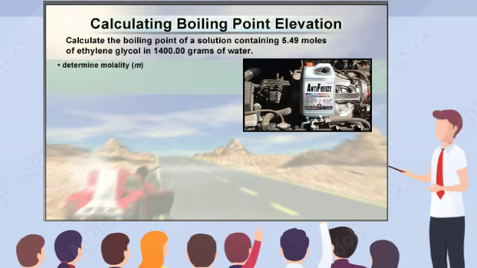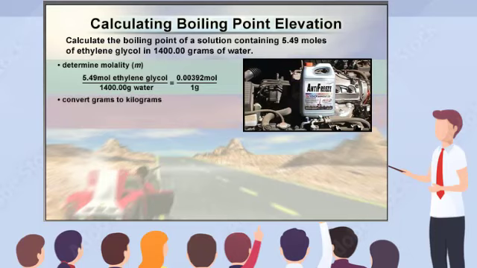The first step is to determine the molality of the solution. Dividing 5.49 moles by 1,400 grams gives 0.00392 moles of solute per gram of solvent. Since molality is expressed in terms of moles of solute per kilogram of solvent, this answer must be multiplied by the conversion factor 1,000 grams over 1 kilogram. The molality of this solution equals 3.92 moles per kilogram.